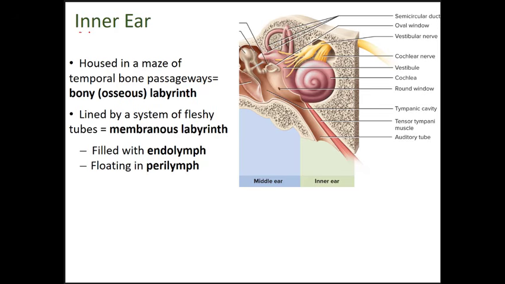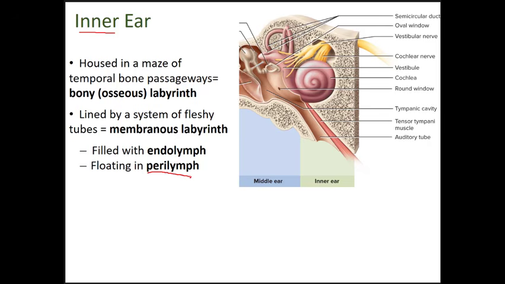Now let's look at the inner ear. The inner ear is housed in a maze of temporal bone passages that are called the bony or osseous labyrinth, and it's lined by a system of fleshy tubes called the membranous labyrinth. So the bony tubes are lined by membranous labyrinth, or just lined by a membrane. Now between the bony and the membranous labyrinth is a cushion of fluid that's called the perilymph.